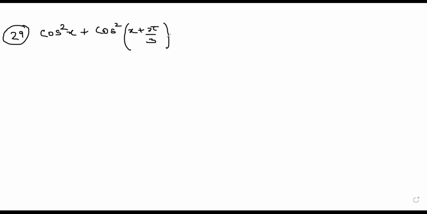Okay, so in example 29, we need to prove cos square x plus cos square x plus 3 plus cos square x minus pi by 3 is equal to 3 by 2.